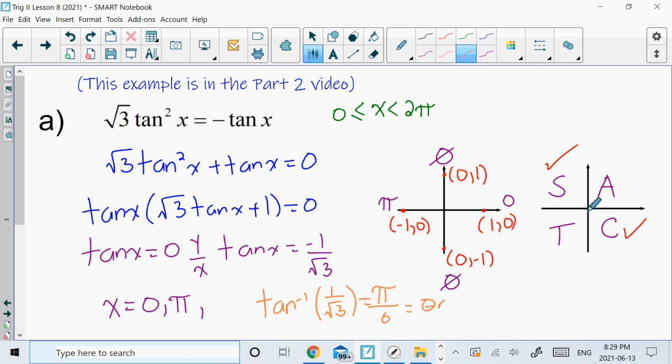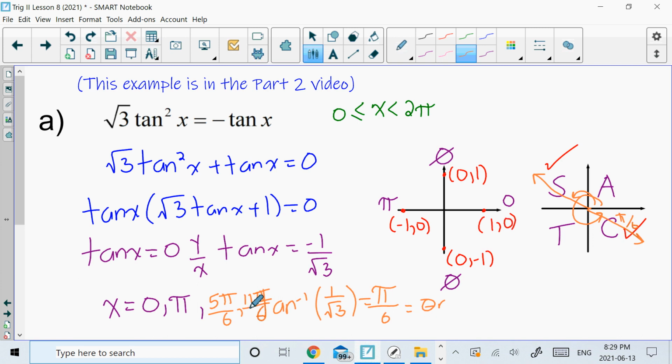If I put pi over 6 in this quadrant here, the rotational angle would be 5 pi over 6. So that means that 5 pi over 6 is a solution. Then over here, if I put the reference angle of pi over 6 here, and I said, okay, what would this rotational angle be? That would be 11 pi over 6. So I've got 4 solutions: 0, pi, 5 pi over 6, and 11 pi over 6.